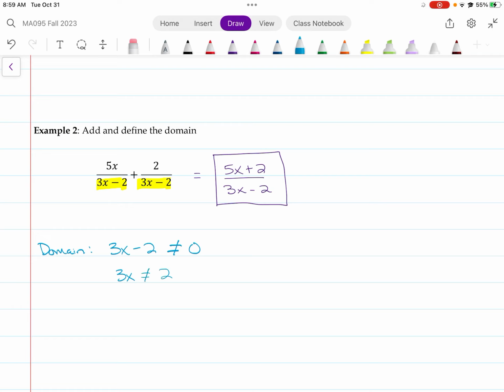I just added 2 to both sides. Now we're going to divide by 3. And we say x cannot be 2/3. So think about it. If I put 2/3 right there, I would get 3 times 2/3 minus 2, which would give me 2 minus 2, which would be 0. So it can't be 2/3. So x cannot be 2/3. So that's our answer for the domain part of the question.